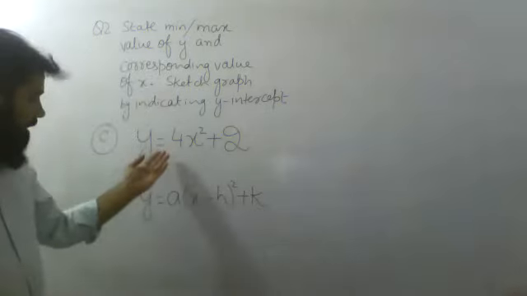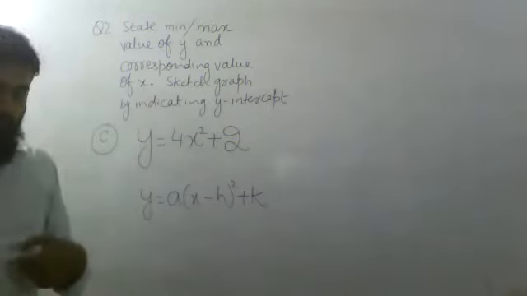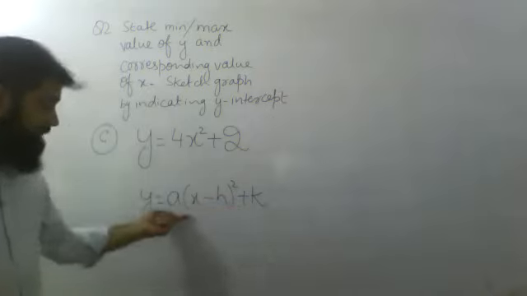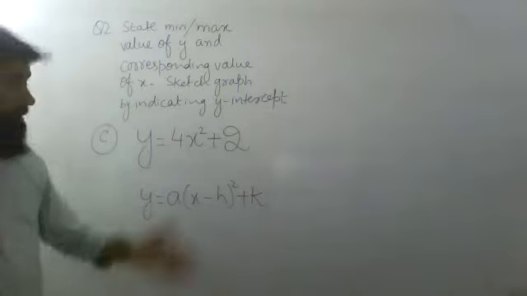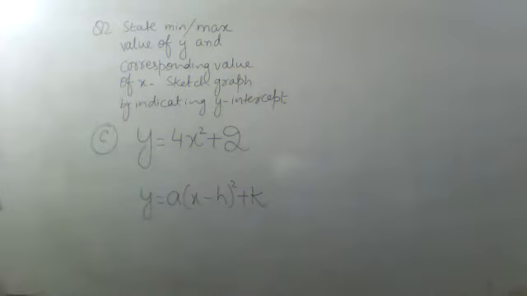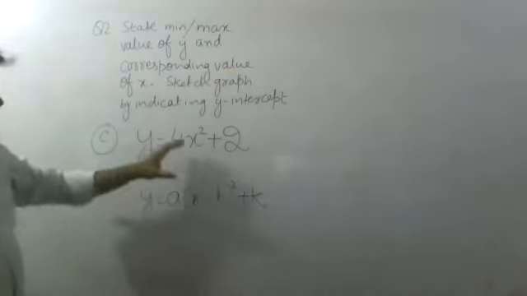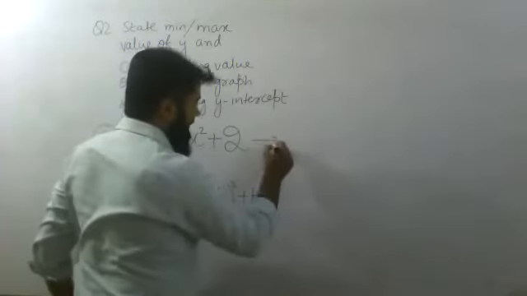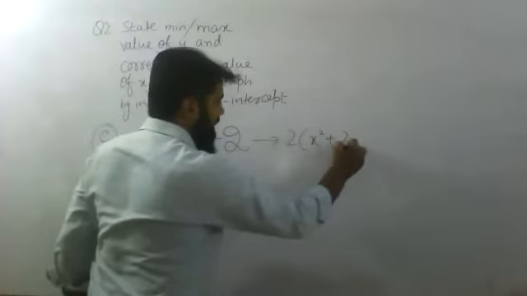And over here, I haven't got any bracket. So what should I do? As long as I don't have this form, I can't do the comparison. Then I can't do the working. So if I take 2 common, for instance, what will happen? The result will become x square plus 2.